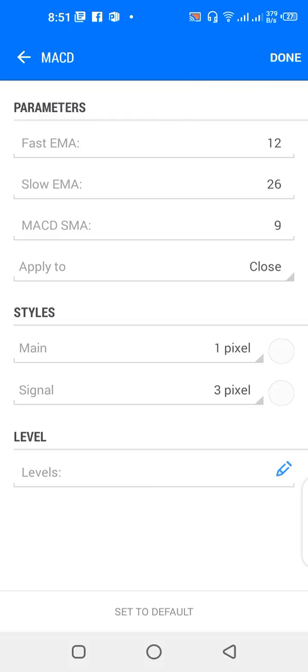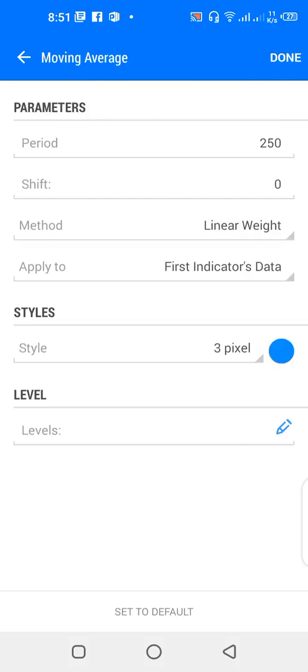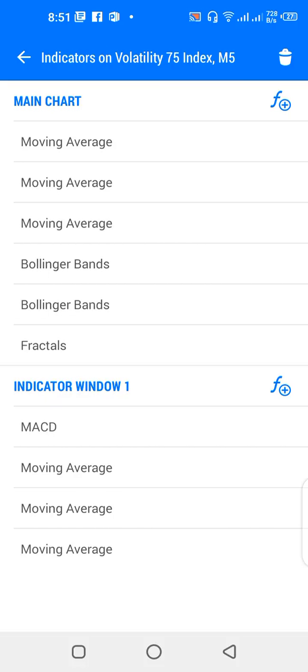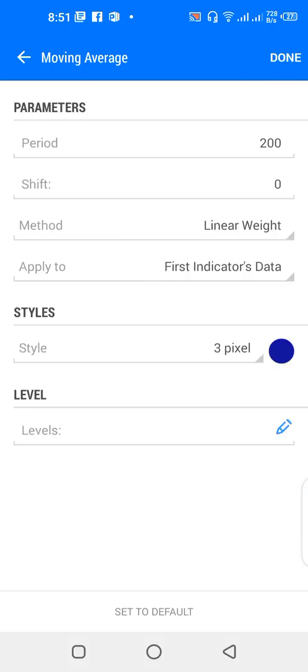And there's no color. Then you have a moving average. Period is 250. Shift is 0. Method is linear weight. Apply to first indicator's data. Color is blue. Then you have another moving average. Period is 200. Shift is 0. Method is linear weight. Apply to first indicator's data.